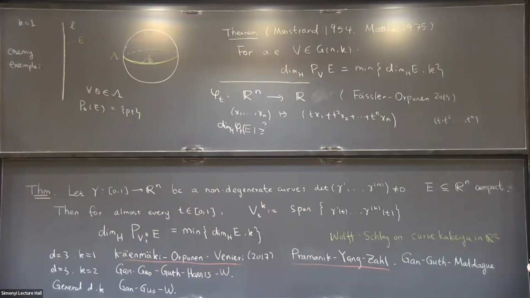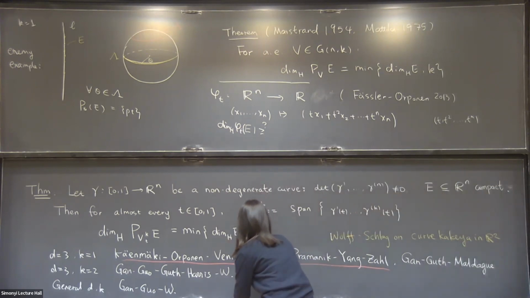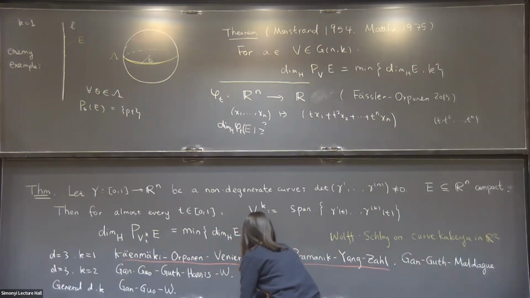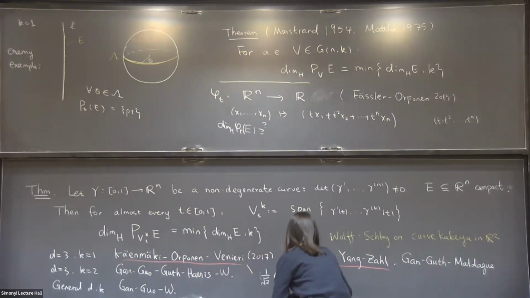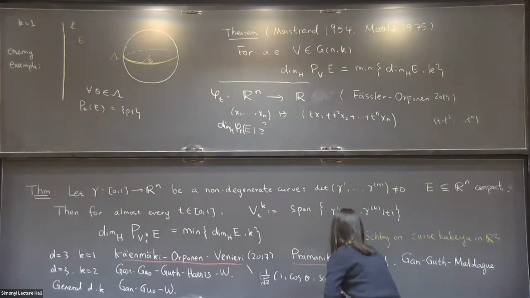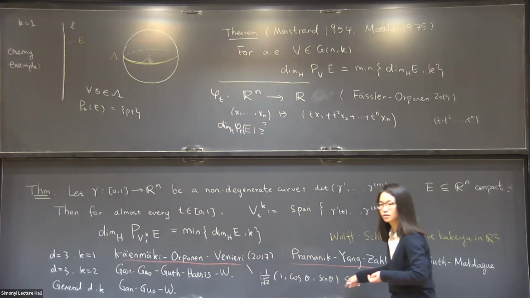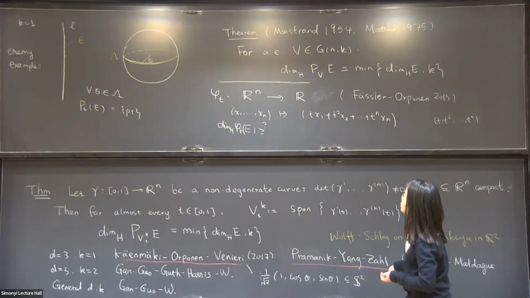So you said they proved it for that red curve? Yes, so I think the set is (1, cosine theta, sine theta) of S2. So this is the set. But does that satisfy the determinant being non-zero condition?